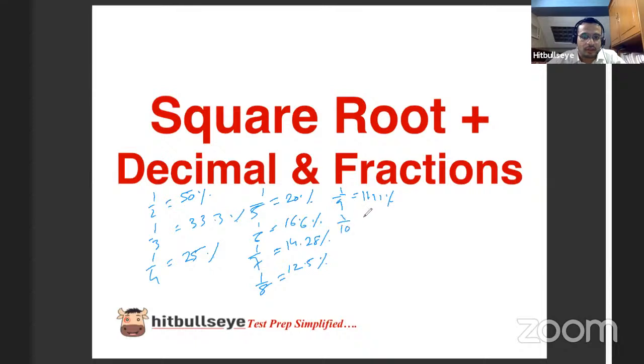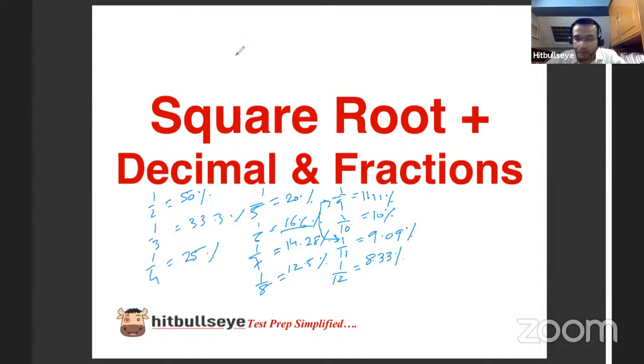1 by 10 is what? 10%. This everybody knows in the world. 1 by 11 is what? 9.09%. 1 by 9 and 1 by 11 are conjugate to each other. You can see these are the opposites. Then 1 by 12 is what? 1 by 12 is half of 1 by 6, so we can take half of this. This is 8.33%.